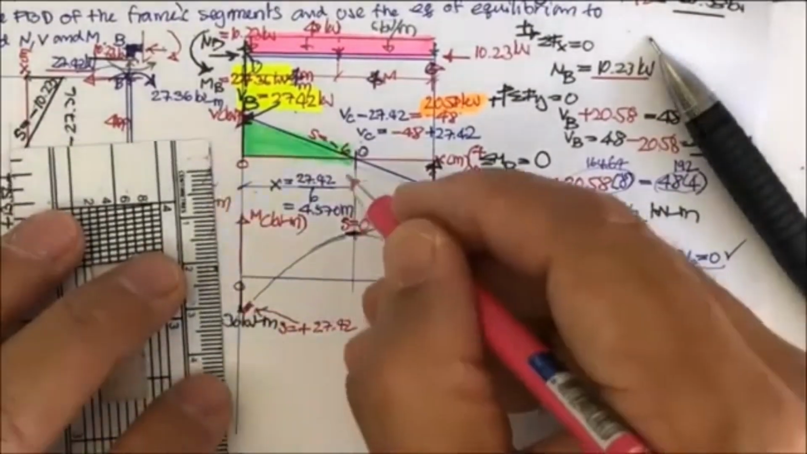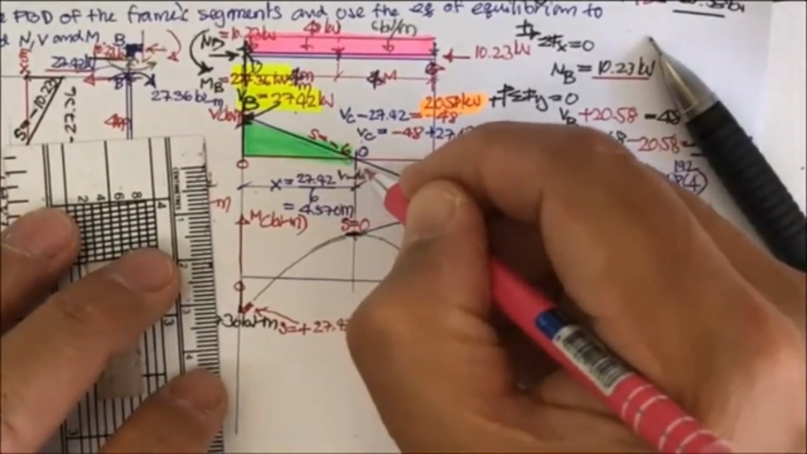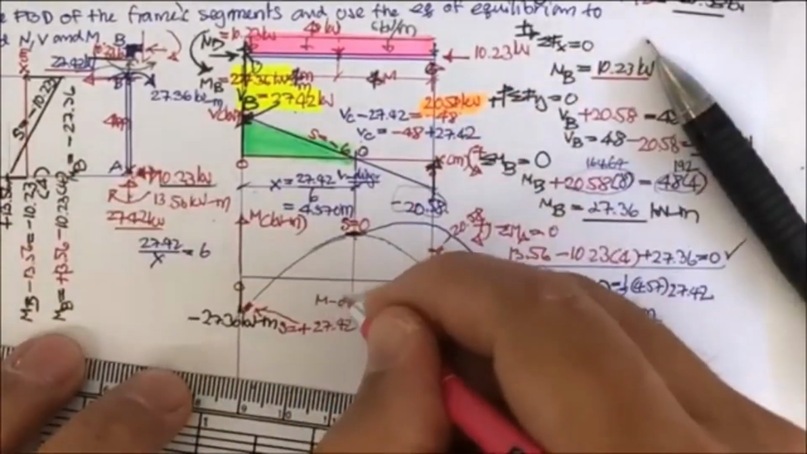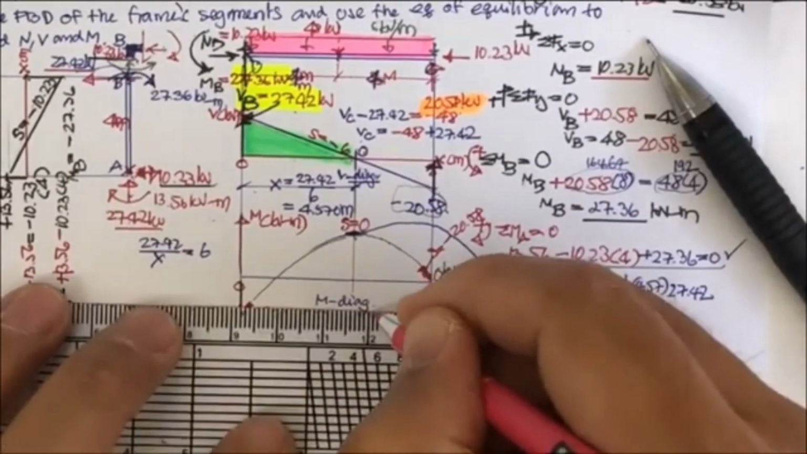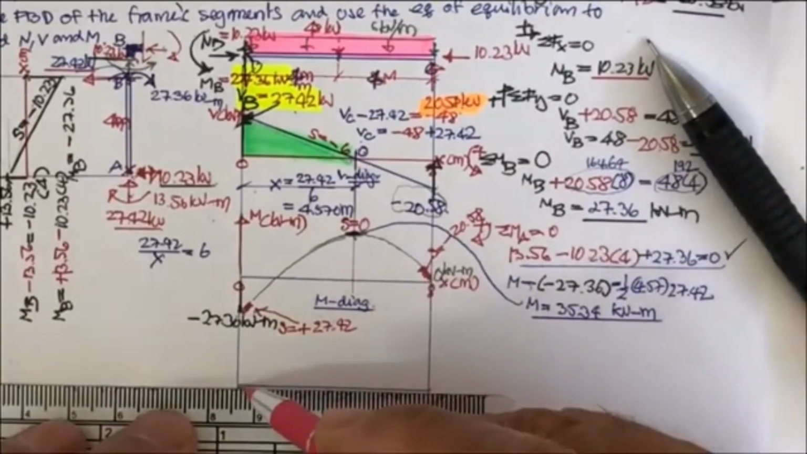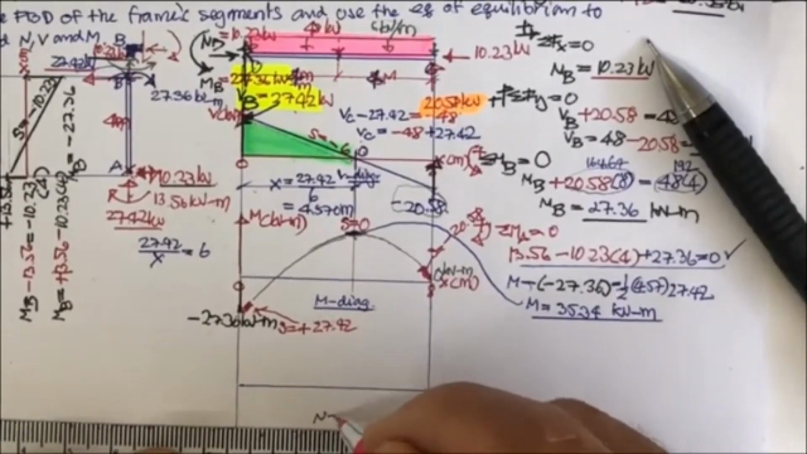Okay, this is going to be the shear diagram. You may say this is going to be the V diagram. Okay, and this is going to be the M diagram. And the last one, if you'd like to put it over here, we'll call the N diagram.